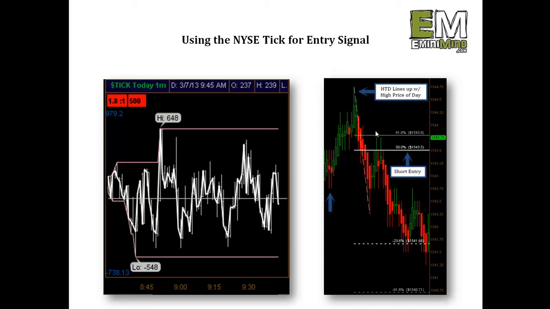So the tick on the left and the ES chart on the right shows that we have a high tick at the high of the day that corresponds with the high price of the day. We start to sell off a little bit and we break the prior swing low, which I'll touch on in the next couple of charts as well. Then we rally back up, and that's where we place our short, and we look for a target down to the negative 23% level.